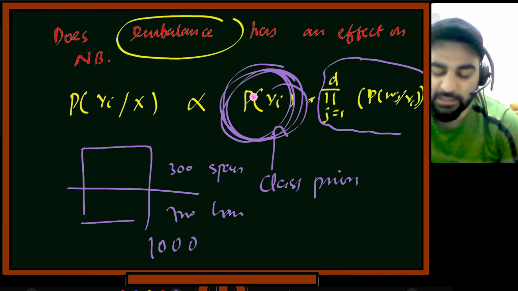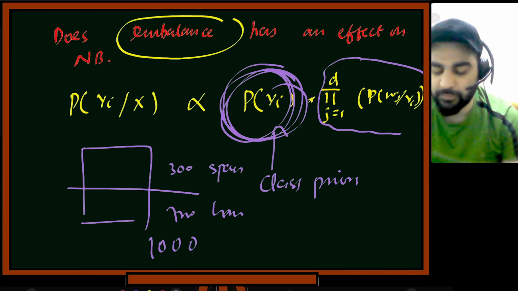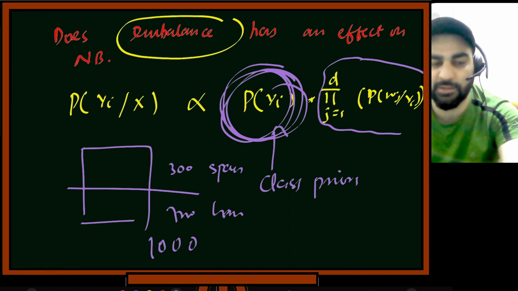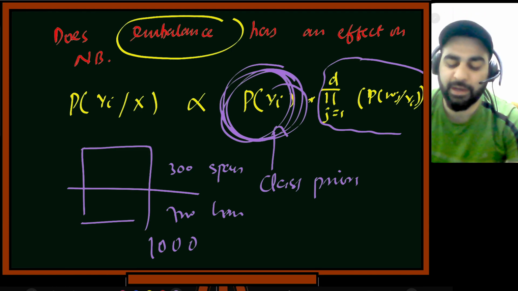So here you see that this will get a probability of 0.7, and the other will get 0.3. Now you see that this is having an effect. So you have to deal with the imbalance. When there is an imbalance, our classifier will be biased towards the majority class.